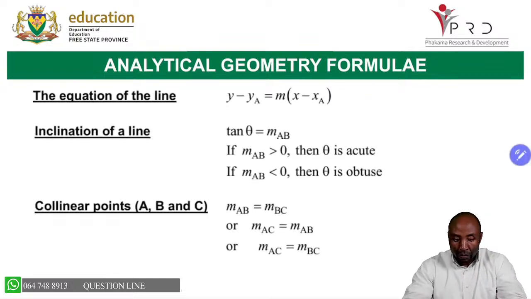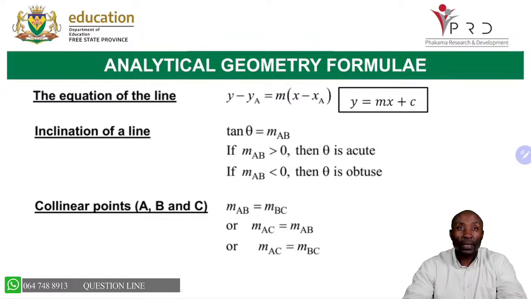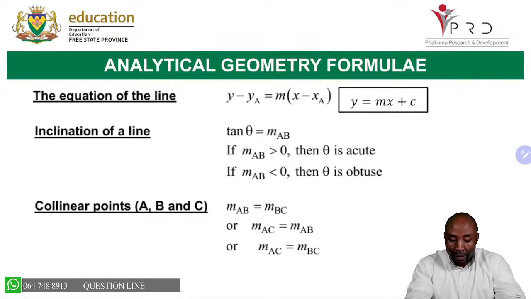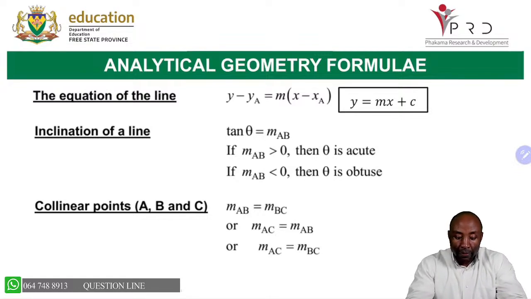Now, we move on. The equation of a line. We have y minus y1 is equal to m into x minus x1. These are coordinates of a point that lie on that particular line, or we use y is equal to mx plus c. Now, we also have the angle of inclination, which is given by tan theta is equal to the gradient.